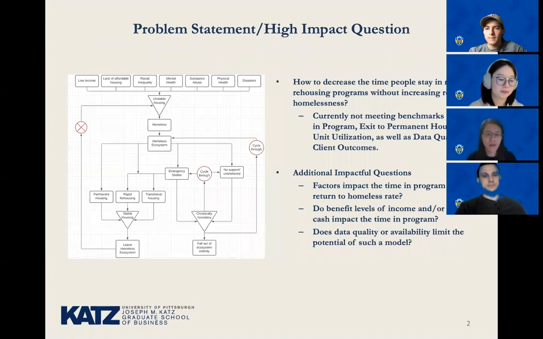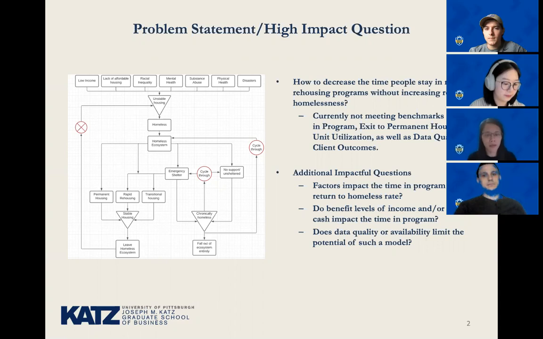We know that there are many factors that affect people becoming homeless. Once they become homeless, the government and organizations provide two kinds of solutions to help them get back to a normal life. One is temporary solutions like emergency shelters and transitional shelters. And the permanent solution is rapid rehousing or permanent housing.